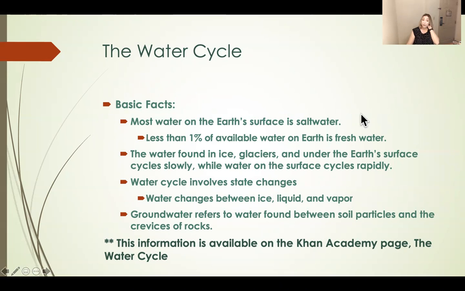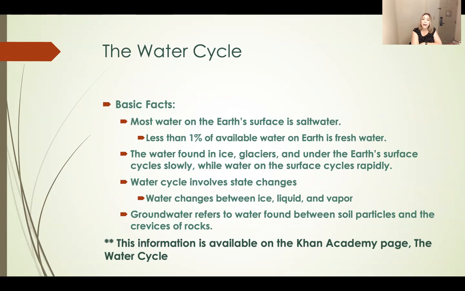So, more basic facts about water. Most of the water on the Earth's surface is salt water. Very little of it is actually fresh water. And of the percentage of water that is fresh water, most of it is trapped as ice and glaciers, things like that. So fresh water in lakes, water that we can access and drink, is only a very small percentage of the water found on Earth.